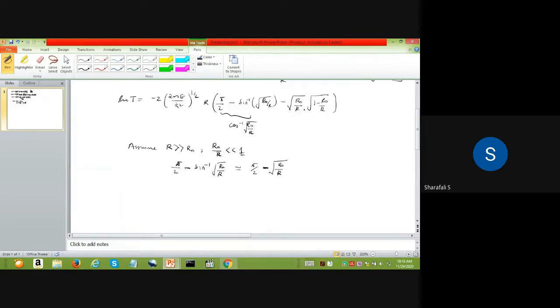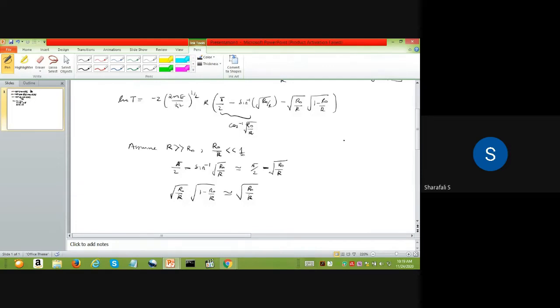And similarly in the second term, that is root of r0 by r, this is very small, and also 1 minus r0 by r. So here we have 1 minus r0 by r. This can be approximated, as r0 by r is very small compared to 1. So this can become 1. And so this term can become a root of r0 by r.